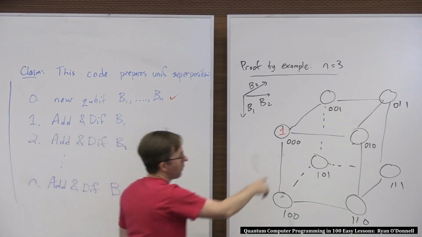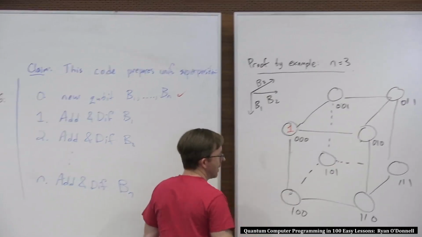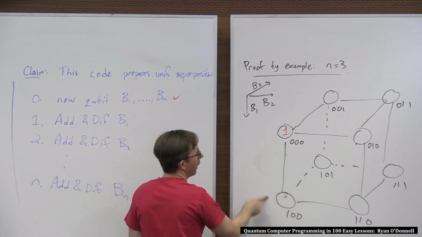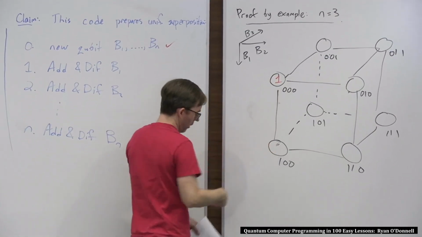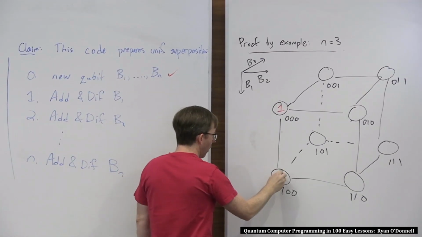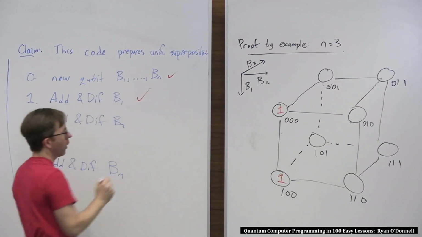Almost everything is 0 amplitude. I didn't write a red 0, but it's almost all zeros. Here on this vertical edge, we have 1 here and 0 here. So 1 plus 0 is 1, and 1 minus 0 is 1. So after line 1, we have 1, 1.